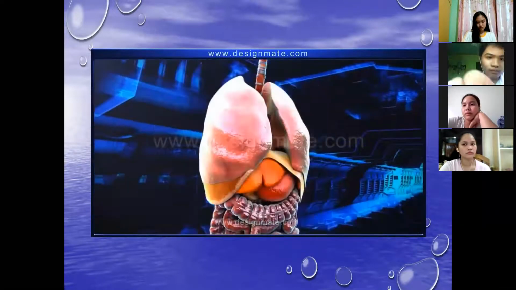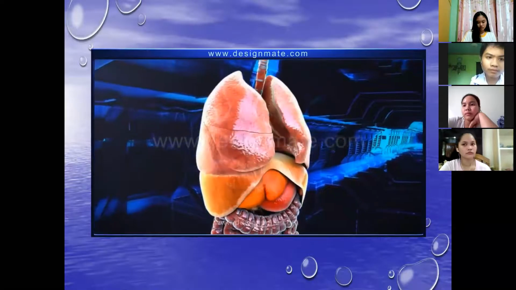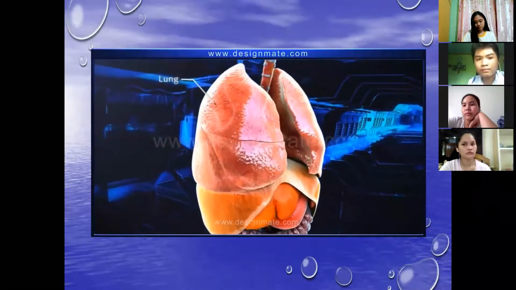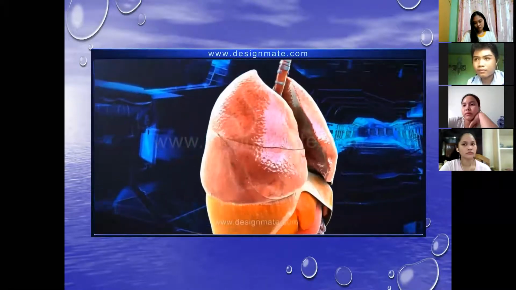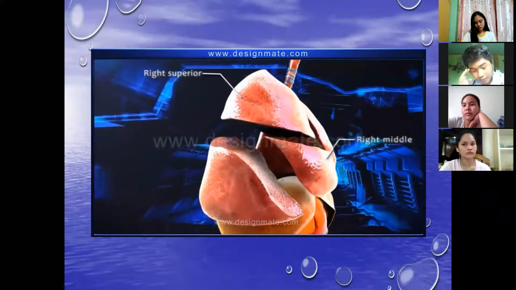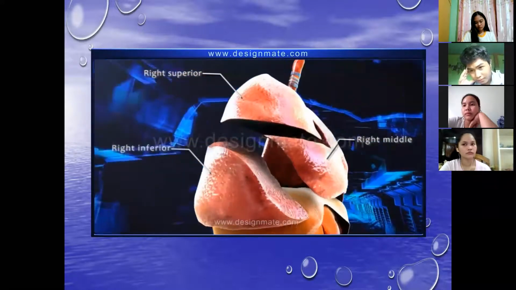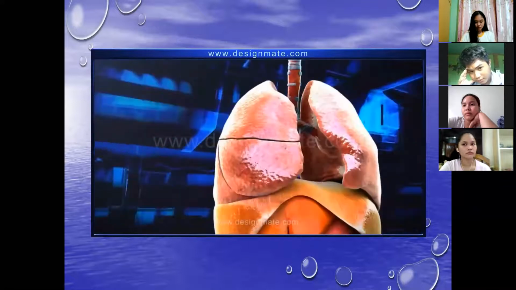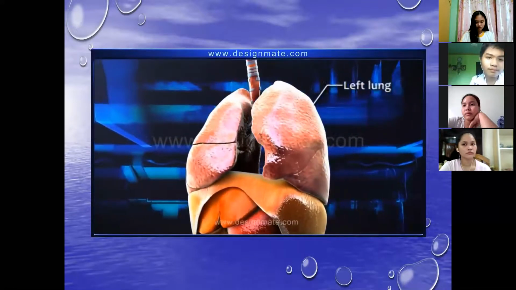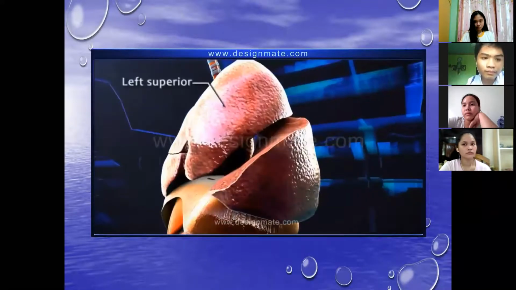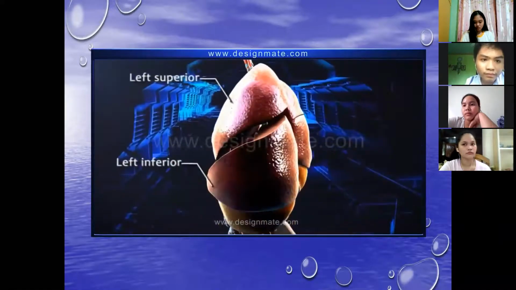Present within the rib cage are the pleural membranes, which enclose the lungs. The right lung is divided into three lobes: the right superior, right middle, and the right inferior lobe. The left lung is smaller and has only two lobes, the left superior and the left inferior lobe.